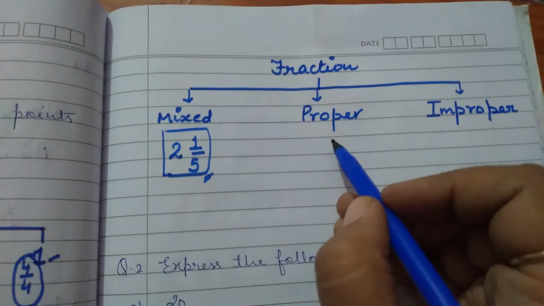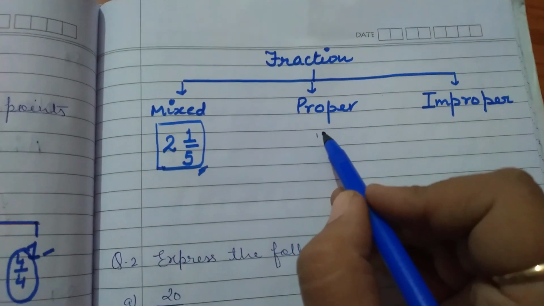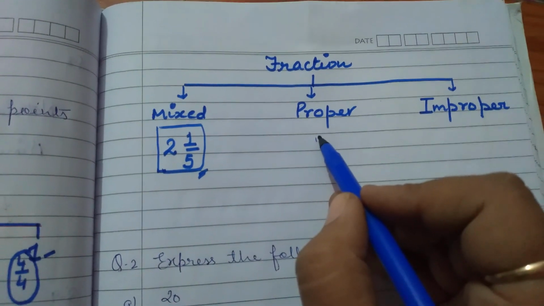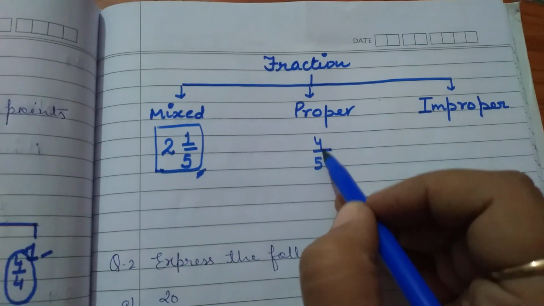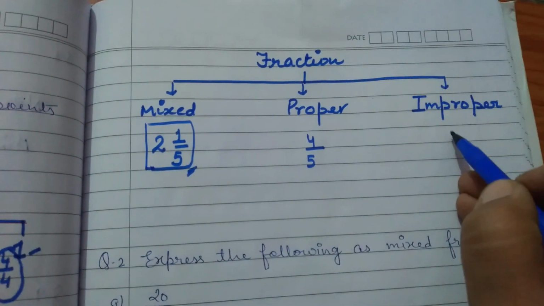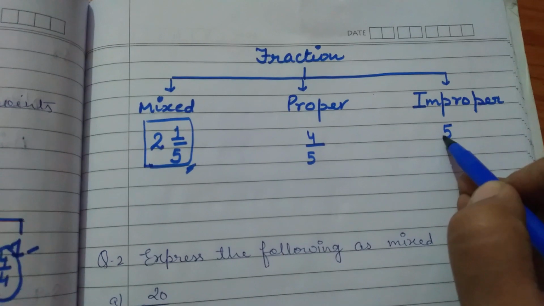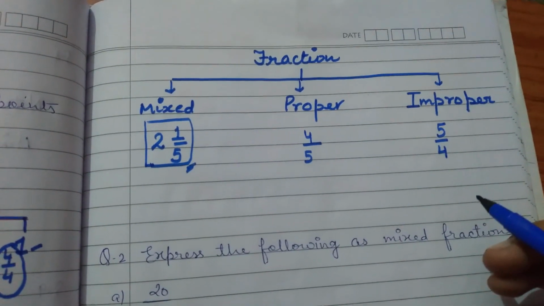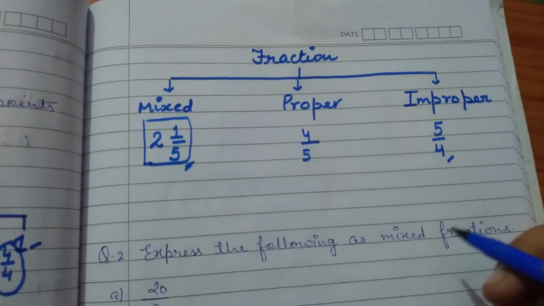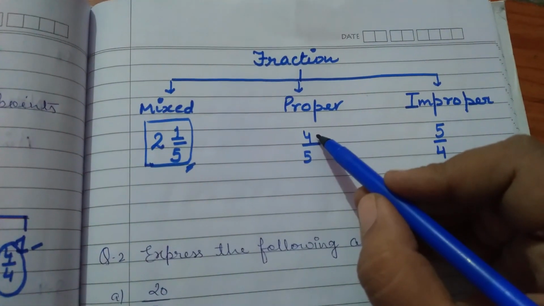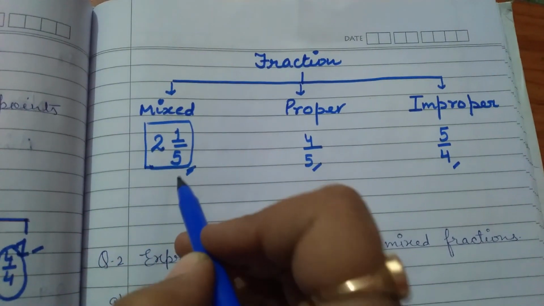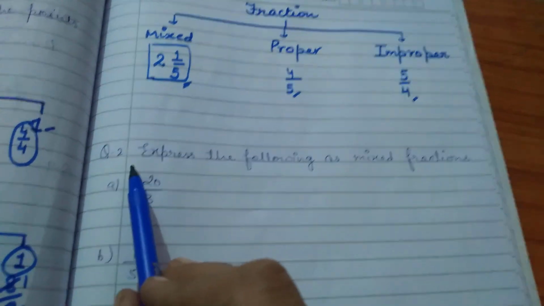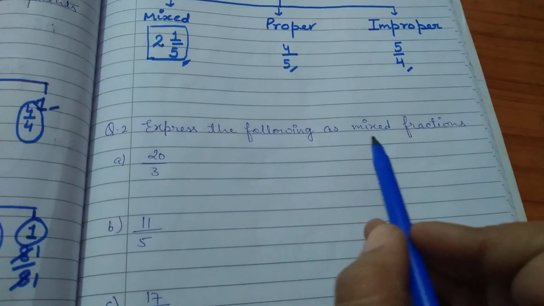What is the main property of a proper fraction? In it, numerators are smaller than denominators. So in 4 upon 5, the numerator is smaller than the denominator. In an improper fraction, the numerator is bigger than the denominator, right? And if you find this kind of expression with a whole, that is a mixed fraction, right? So I have told you this before, and question number 2 is: express the following as mixed fractions.